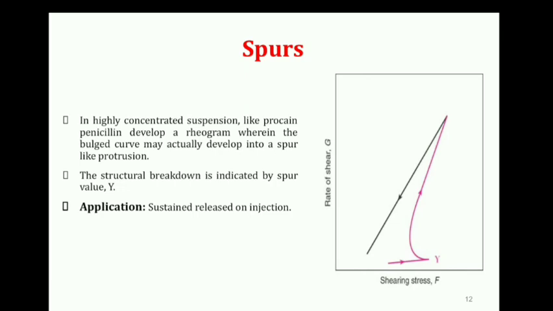Its application is sustained release on injection. We already discussed this example of broken penicillin. How much force is required to break the contact between the particles can be obtained from this particular y value. So that much shearing stress is required to break the contact between the particles, and then it can be easily injectable. This is your second, what do you mean by spur.